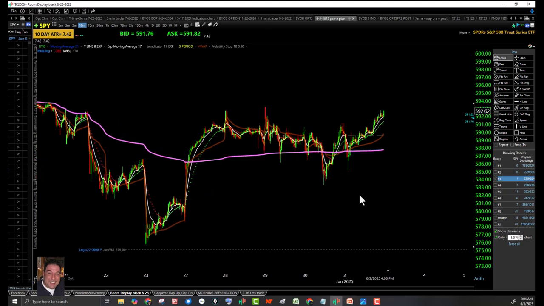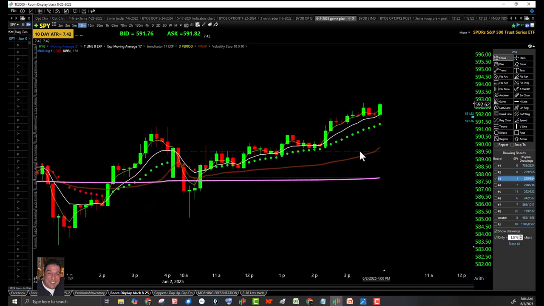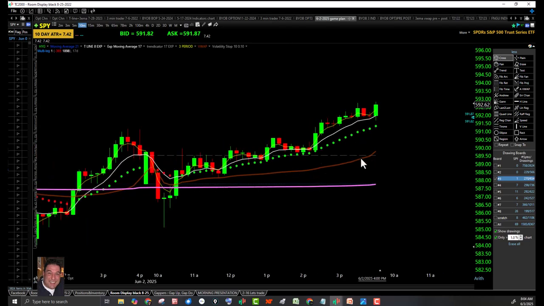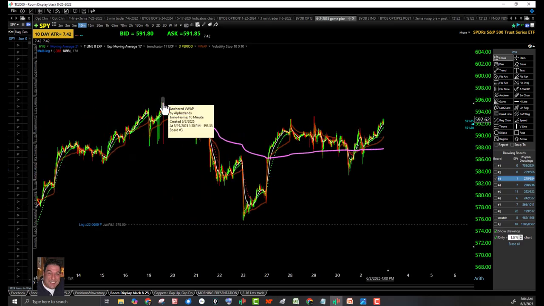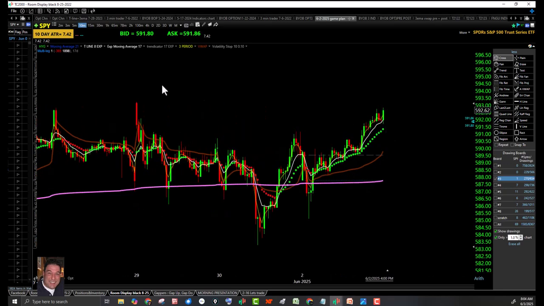Start off with the 10-minute. We got a 10-minute uptrend coming into the close. We got 3 EMAs up over the white 8 EMA, so that's a 10-minute uptrend, all over the 17 EMA, over the VWAP, over the rally high anchored VWAP right there. So there's a 10-minute uptrend into the close yesterday, that would be Monday.